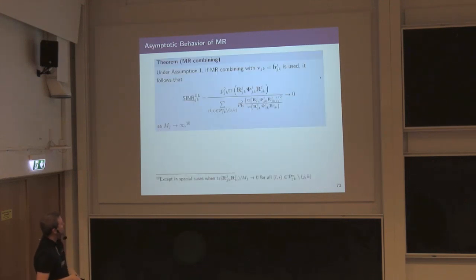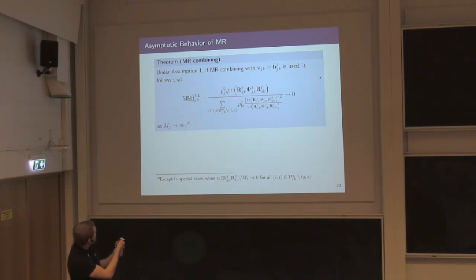The first asymptotic is a bit classical. What happens under this assumption 1, which was what happens when we scale the covariance matrices to two conditions, if we use maximum ratio combining using this closed form expression that we have, then you can show that the difference between that expression and the following expression goes to 0 as we add more and more antennas. And this expression is more or less an expression where I've taken away the noise term, taken away the non-coherent interference. I only kept the signal part and the coherent interference here, the pilot contamination terms.